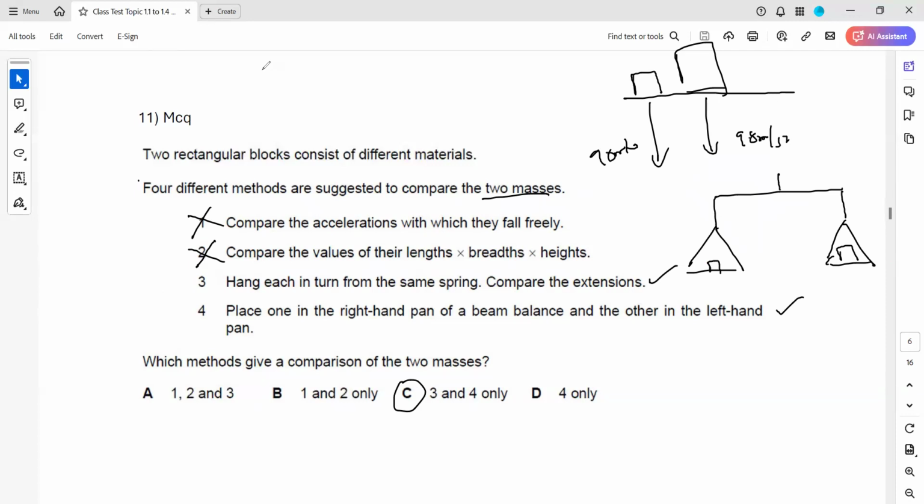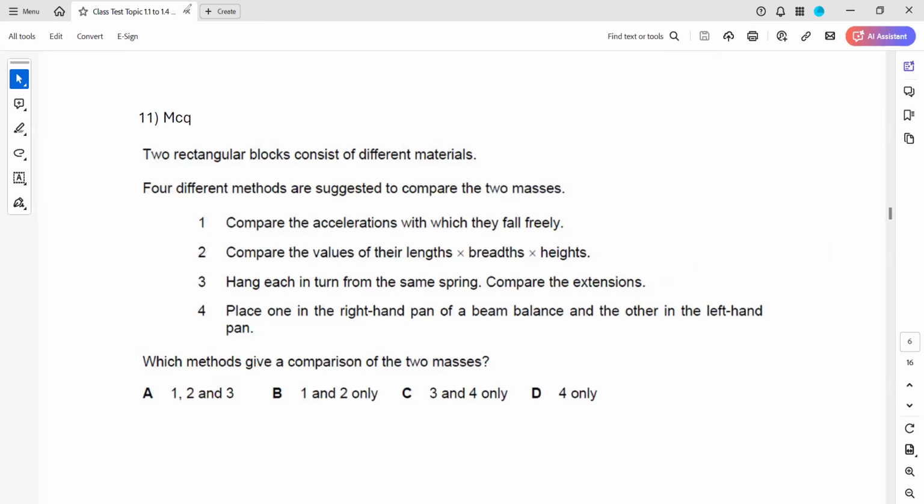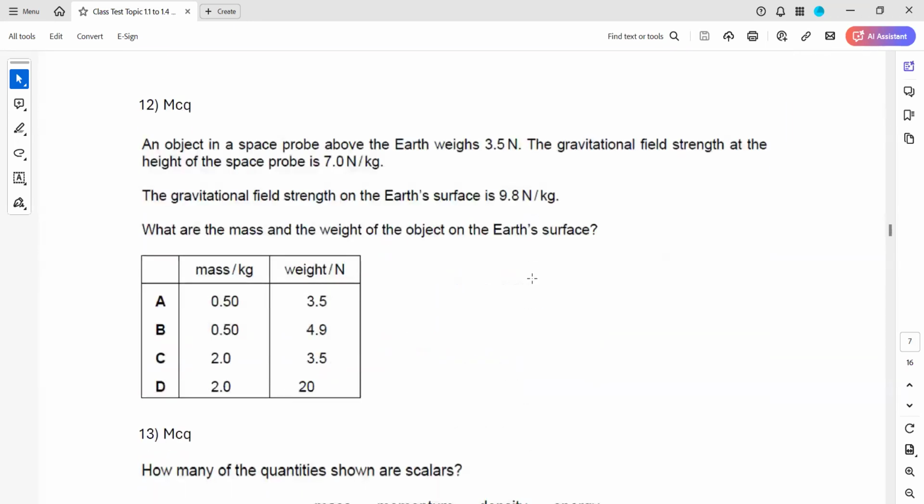By comparing the free fall, even a lighter object or a heavy object will have the same acceleration due to gravity, 9.8. So we cannot compare. Same thing using the volume, we cannot compare whether they're heavy or lighter. So we can compare using a spring balance or by using a beam balance. So C is the right answer for this.